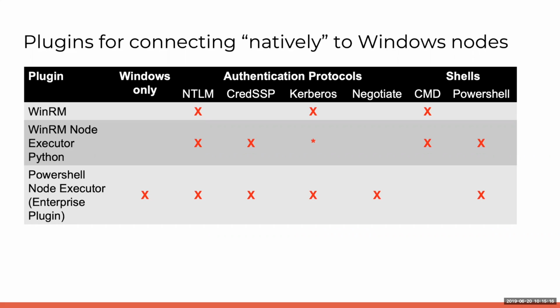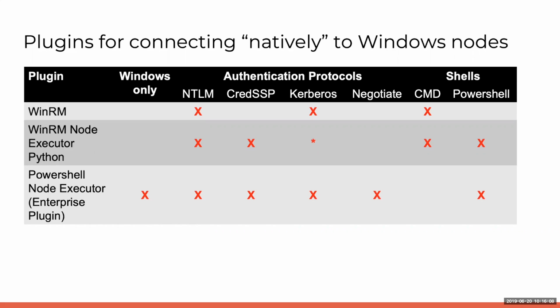All 3 of them use NTLM, the most basic authentication protocol. The Python and PowerShell plugins use CredSSP. Currently, the original WinRM and PowerShell plugins have Kerberos, but the Python one will have the Kerberos support here soon, which is why it has an asterisk. And Negotiate as a protocol is supported by the PowerShell plugin. So in terms of the protocols you could use, the PowerShell plugin offers you the broadest set of choices. That may change over time. It's possible the Python one will add additional features, but today that's what the options are that you have.